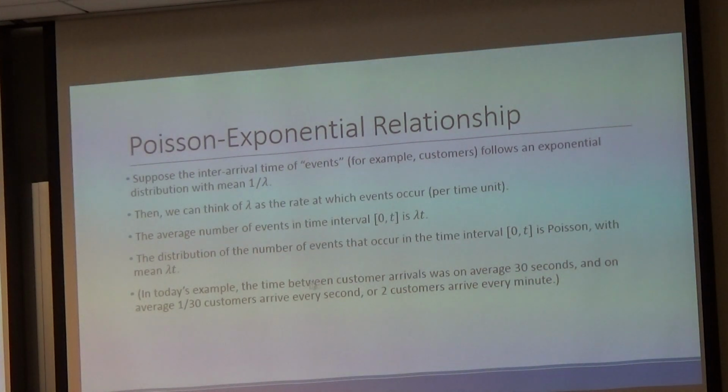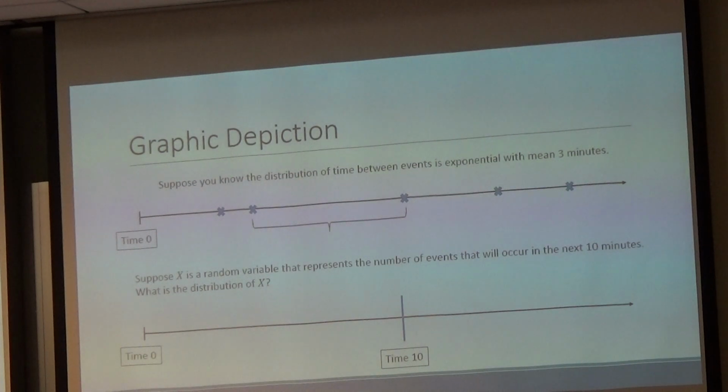And if you look at today's example, we had time between customer arrivals was 30 seconds, 2 customers arrive every minute. This is often called the Poisson, well, let me give you a graphic depiction. I'll say what I was about to say in just a minute. So graphic depiction and pop quiz.